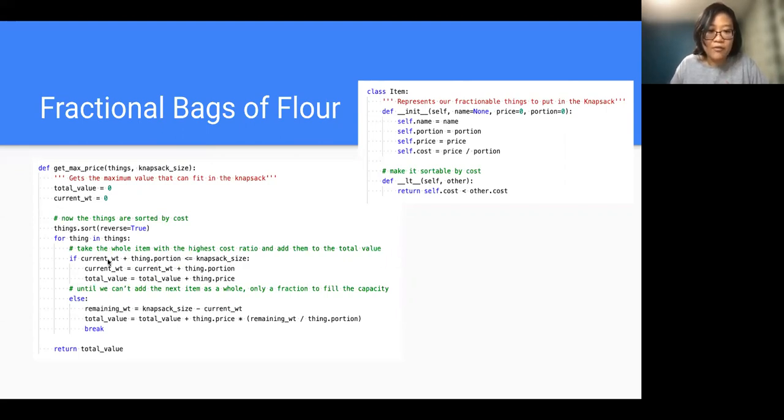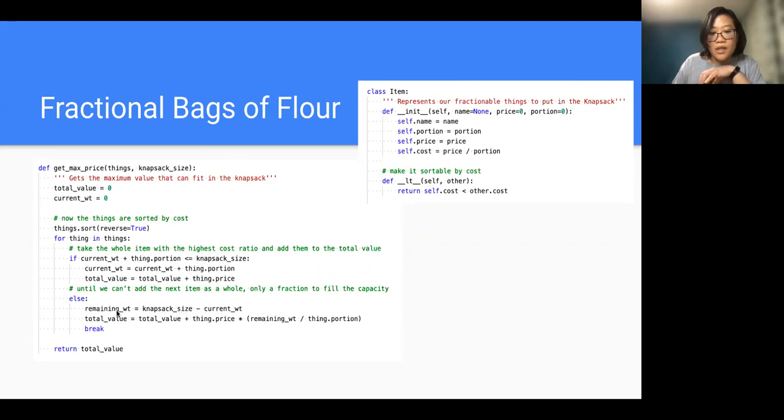So if this thing is less than or equal to the knapsack size, we can put them in our knapsack, right? And we add the weight of that thing we just took to the current weight, and we add the value. So we keep doing that until there's no more thing that can fit in our knapsack.